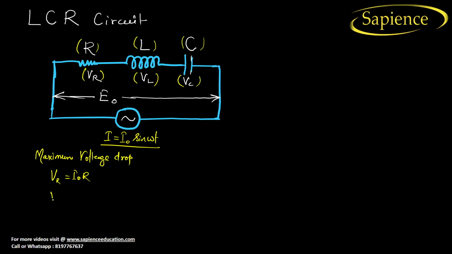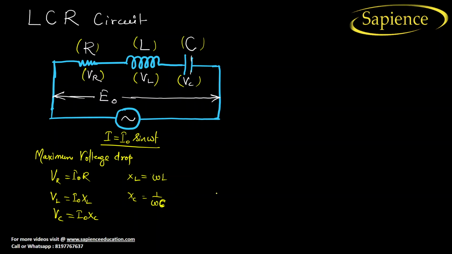Now if we talk about VL, the inductive voltage, it can also be written as I naught into the inductive resistance, which is XL. Now for VC, the maximum voltage drop across the capacitor can be written as I naught into XC. I hope you have understood this. We have already done that XL is equal to omega L and XC is equal to 1 by omega C. This should be understood.